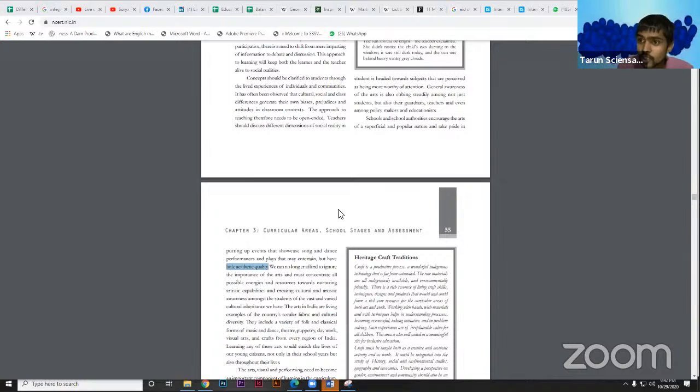Because there's one beautiful Telugu movie in which one character says, "Don't think art is something which gives you a livelihood. Art is something which gives you a life."